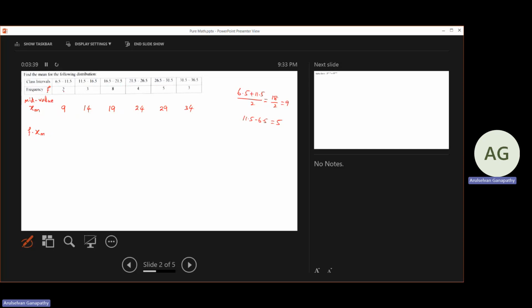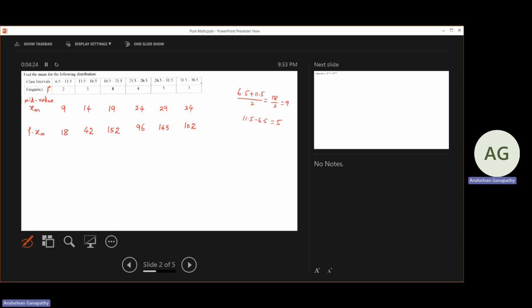Let's multiply them. 2 multiply 9, which is 18. 3 multiply 14, we get 42. 8 multiply 19, how much you will be getting? Yes, 152. Then 4 multiply 24, you get 96. 5 multiply 29, you get 145. And 3 multiply 34, you get 102.